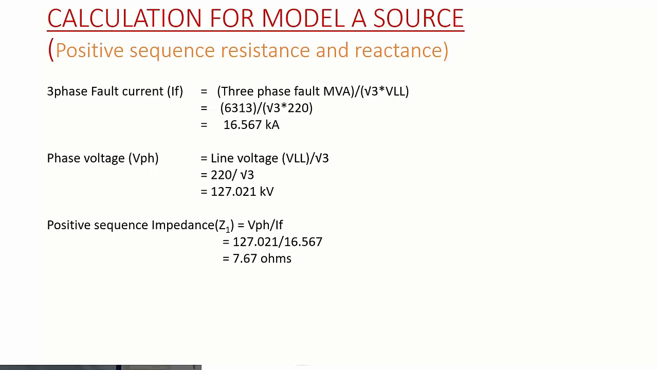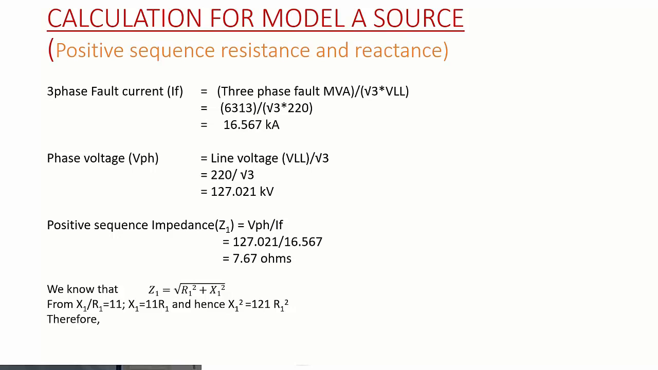Further, I want to calculate positive sequence resistance and reactance. We know that positive sequence impedance is equal to the square root of R1 square plus X1 square. R1 is positive sequence resistance, X1 is positive sequence reactance. And also from the input data, we understood that X1 by R1 is equal to 11. So from this, we may get X1 square as 121 R1 square. Substitute this X1 square in the Z1 formula. You may get Z1 as square root of 122 R1 square.